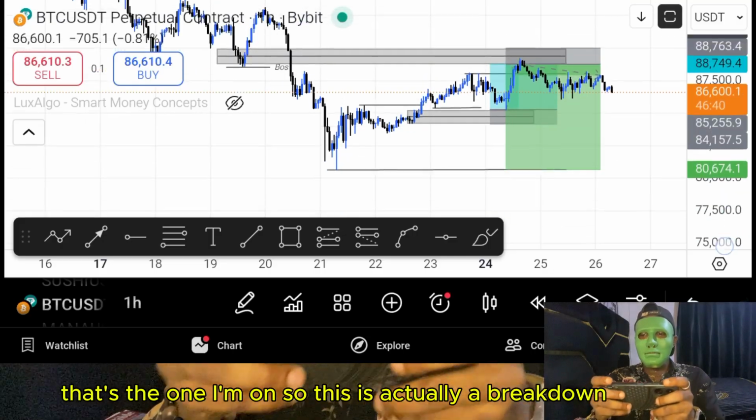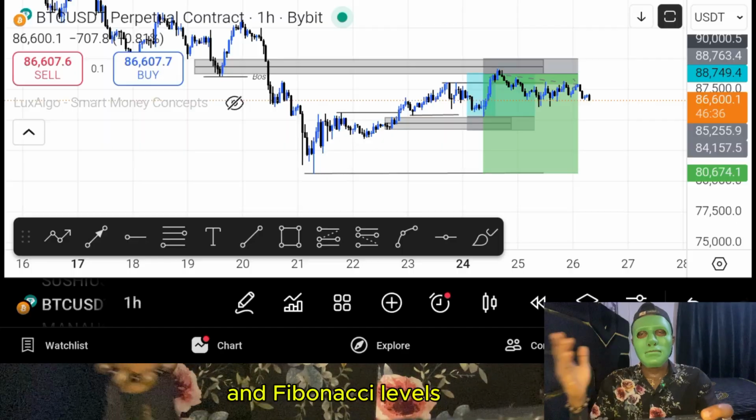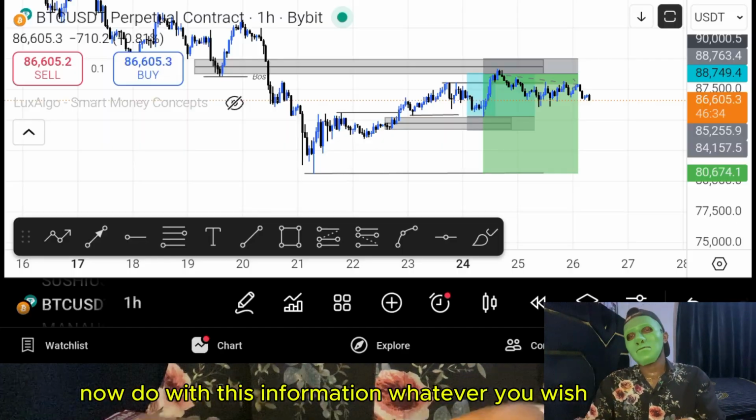So this is actually a breakdown analysis to teach you exactly how to make use of Fibonacci tools and Fibonacci levels. Now, do with this information whatever you wish.